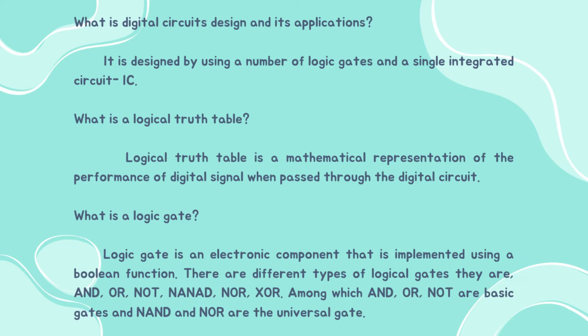So there are different types of logic gates. They are AND, OR, NOT, NAND, NOR, XOR, among which AND, OR, NOT are the basic gates and NAND and NOR are the universal gates.